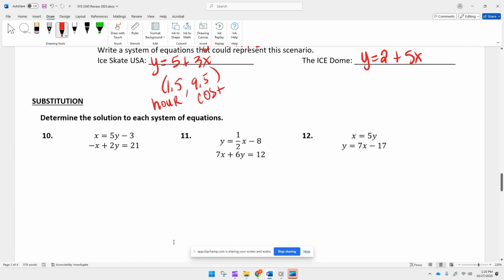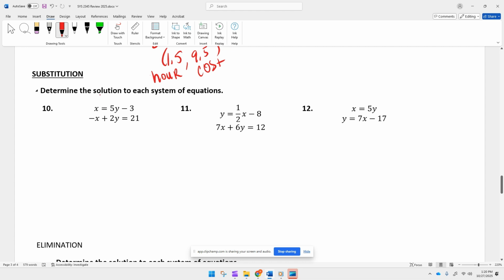Okay, now 10, 11, and 12. We're using substitution. Okay. I'm going to do number 11 with you. You're going to do 10 and 12 on your own. Notice we are substituting for Y on that one, not X. So I'm going to do 7X.